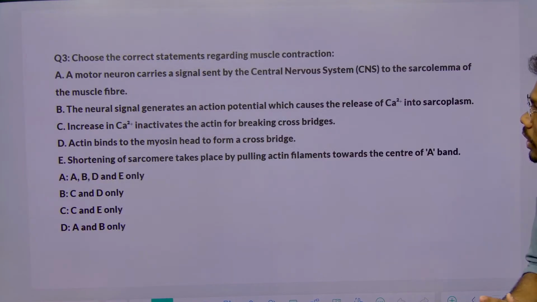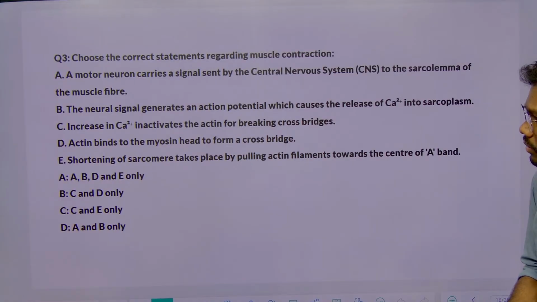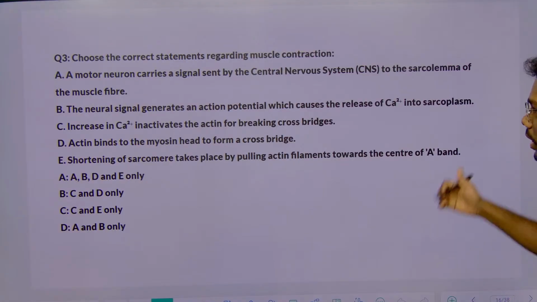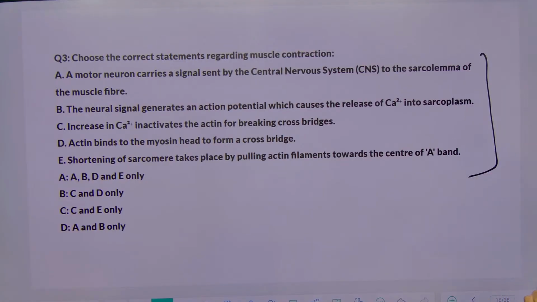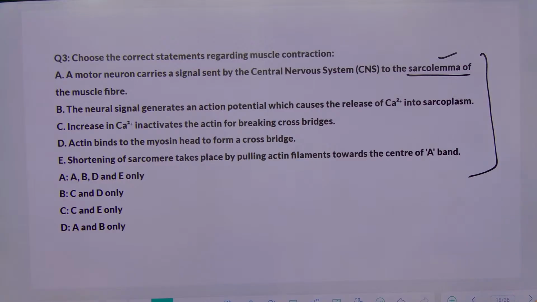So here we have one question from muscle contraction. If you see, there are a few statements and they are asking to choose the correct statement regarding muscle contraction. So read these statements and select which statements are correct, right? A motor neuron carries a signal sent by the central nervous system to the sarcolemma, which is also called the plasma membrane of this muscle fiber. So they are telling the first step of muscle contraction.